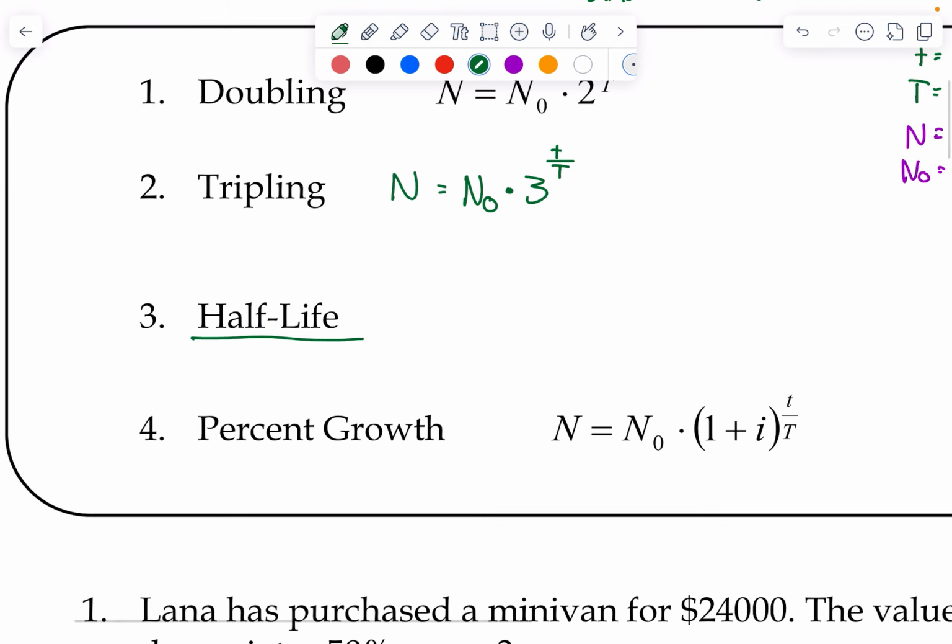So half-life, same idea. I'm going to have some initial amount, and I'm saying halve it. So you're going to multiply it by half. How long am I running this for? So little t. And then how often does a half-life occur? Big T. And then once you know those, that's just going to be equal to some final amount.